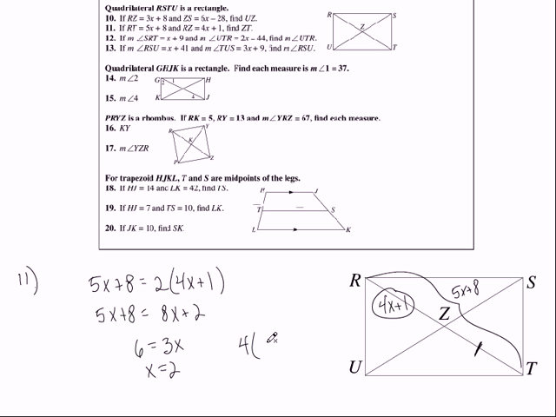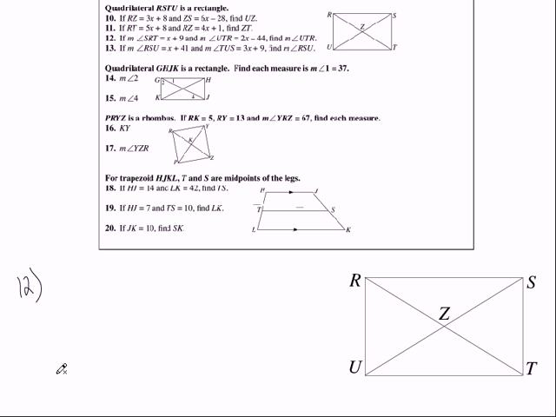So 4 times 2, which is x, which I just found, plus 1. That's 8 plus 1, which is 9. And that should be my answer. So now we found RZ, but you understand that ZT and RZ are exactly the same thing. So ZT is equal to 9.